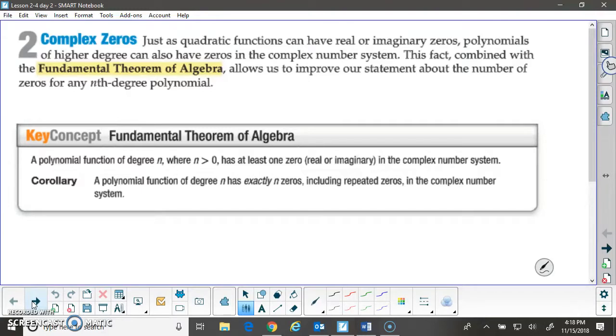If it crosses the x-axis 3 times, then all 3 zeros are real. If it crosses the x-axis once, then it has 1 real and 2 imaginary.